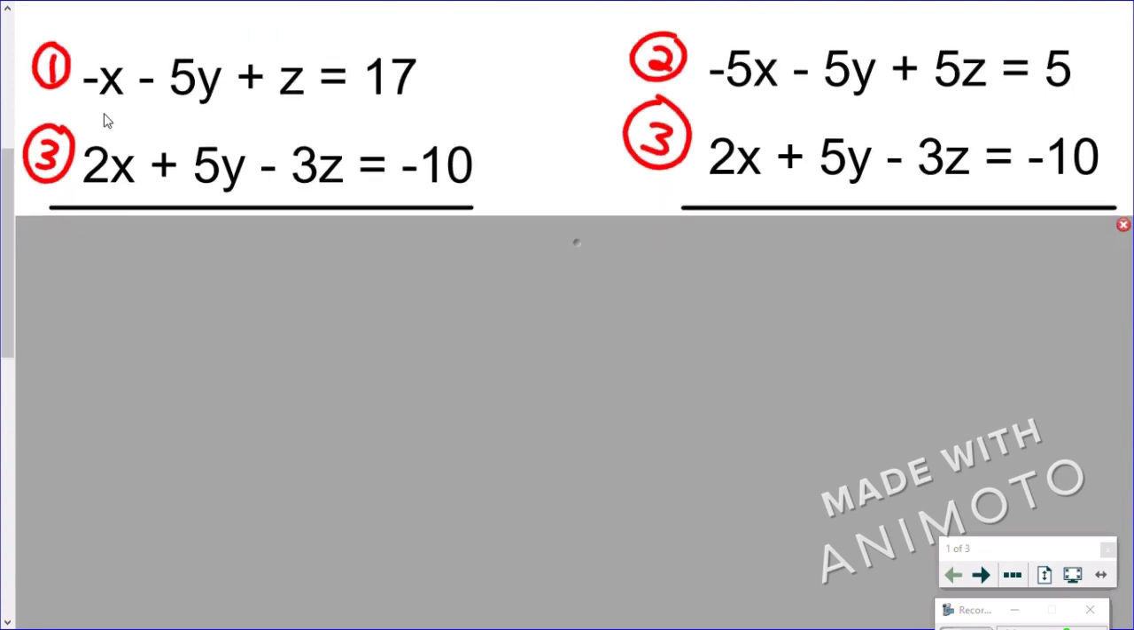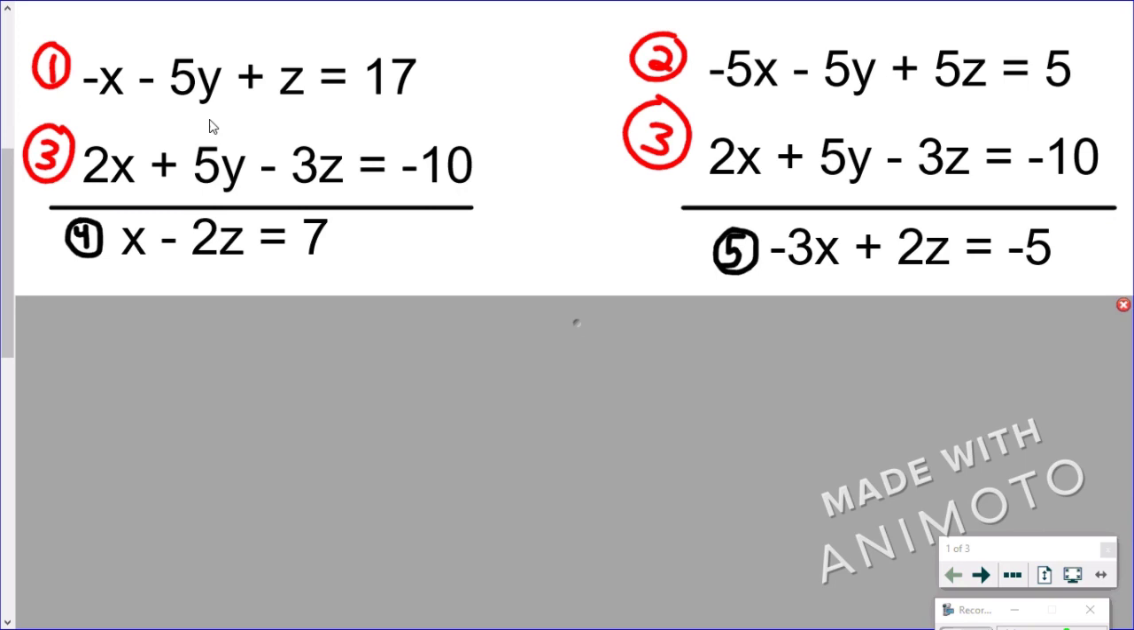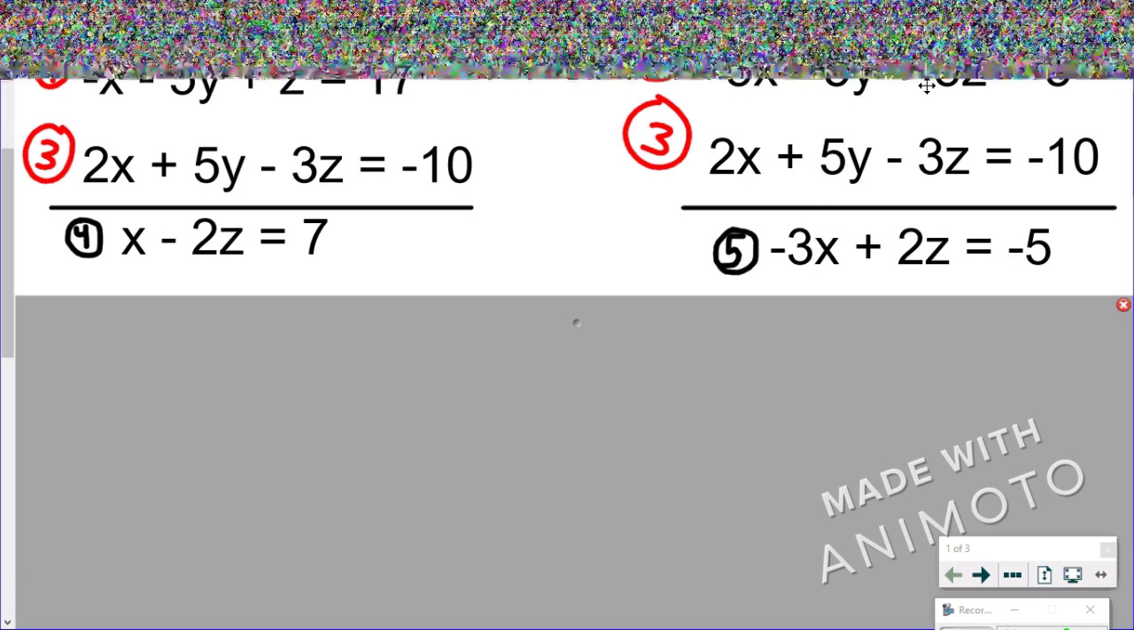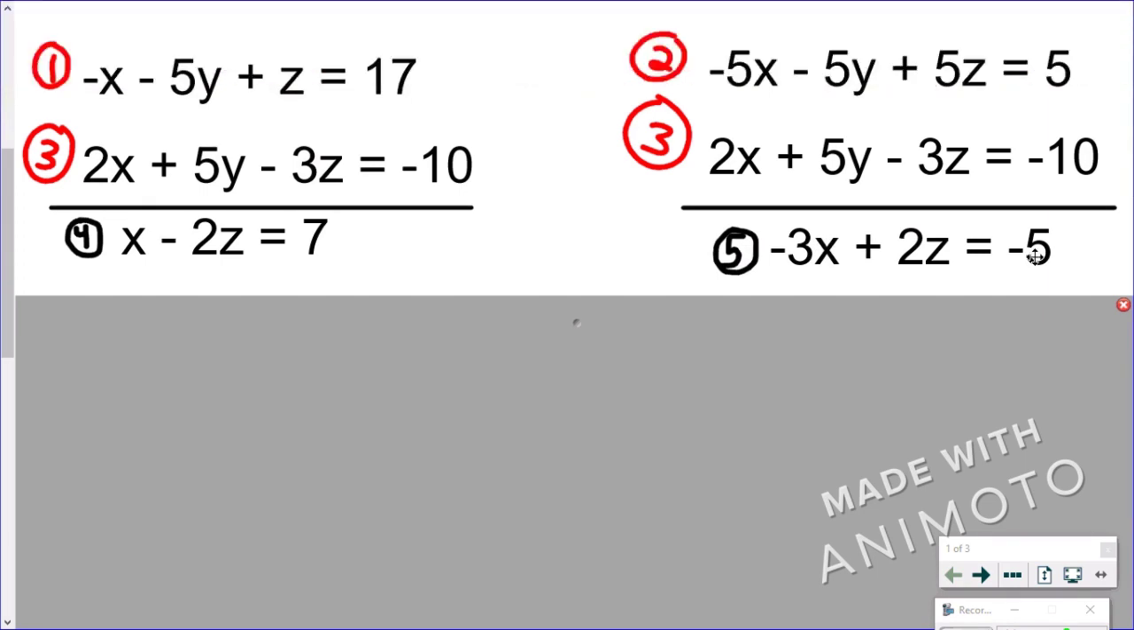Let's use our elimination method and now add. Since one of our variables eliminates, we can add. So negative x plus 2x is x. The y's cancel, and then 1z plus negative 3z is negative 2z, and 17 plus negative 10 is 7. I'm going to do the same with group 2 and 3. Add. Negative 5x plus 2x is negative 3x. The y's cancel. 5z plus negative 3z is 2z. 5 plus negative 10 is negative 5.